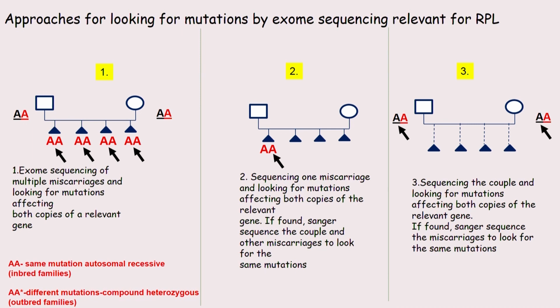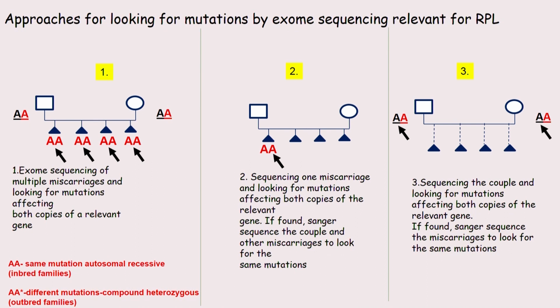And the third approach is to sequence the couple and then look for heterozygous mutations affecting a biologically relevant gene, and then use Sanger sequencing, a cheaper approach, to look for the mutations transmitted to each of these miscarriages from each of the parents.